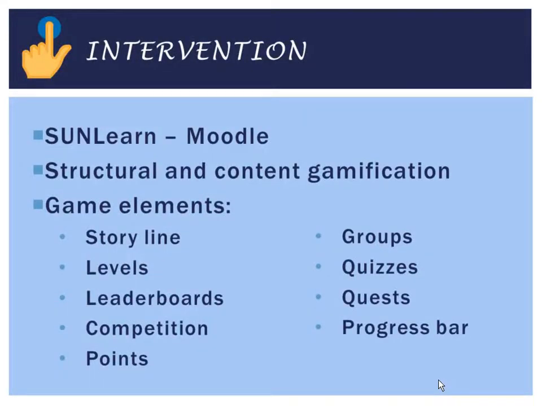So the intervention is hosted on the SUNLearn platform. So SUNLearn is a Moodle platform. It's very limited in terms of what you can put on there, how students can interact. So you're really restricted by what the platform allows you to do. But there are wonderful new applications every day and plugins that they are creating. One that I think you guys should maybe check out is iSpring.